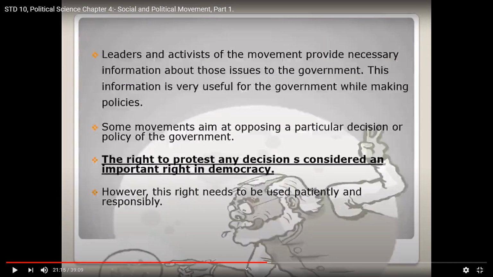Leaders and activists of the movement provide necessary information about these issues to the government. This information is very useful for the government while making policies. Some movements aim at opposing a particular decision or policy of the government. The right to protest any decision is considered an important right in democracy. However, this right needs to be used patiently and responsibly.